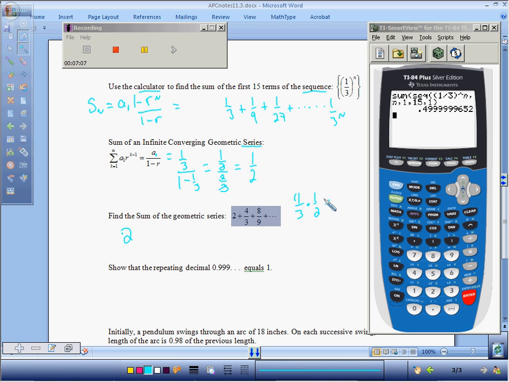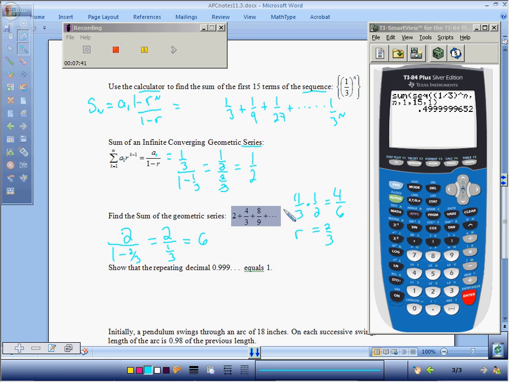So I get that r is equal to 4/6, which is equal to 2/3. So that's r, and the way I got that is dividing this by this. All right, so now I know that r is 2/3, and my starting number is 2. And so I get 2 over 1 minus 2/3, which is 2 over 1/3, which is the same as 6.